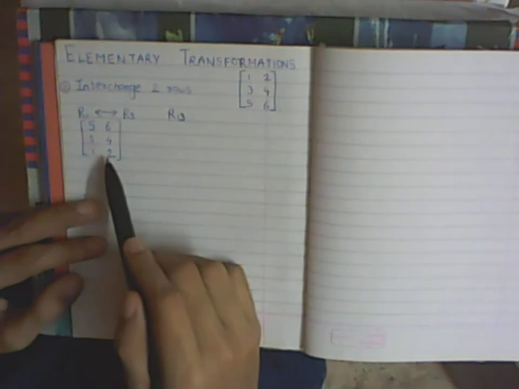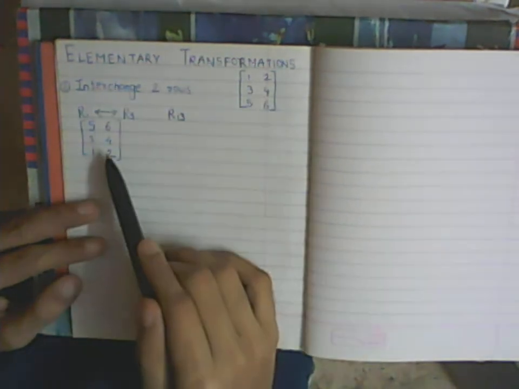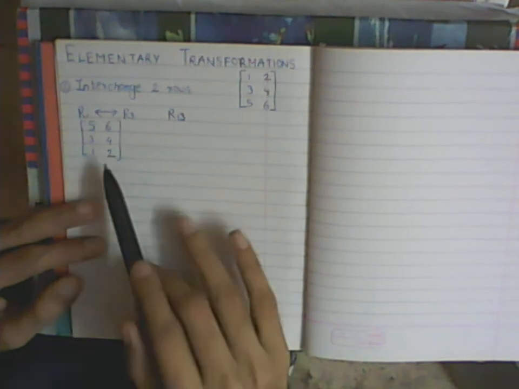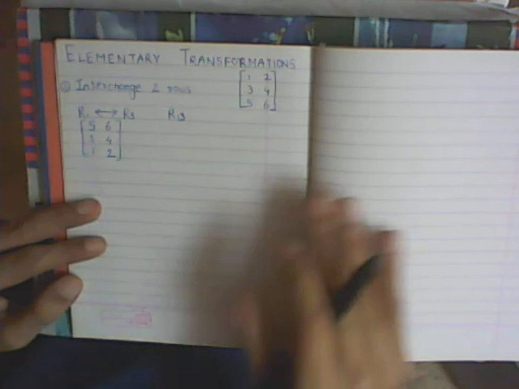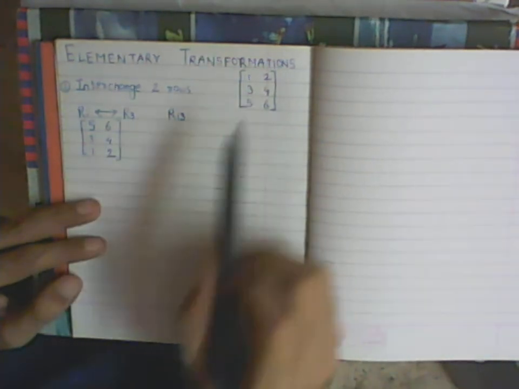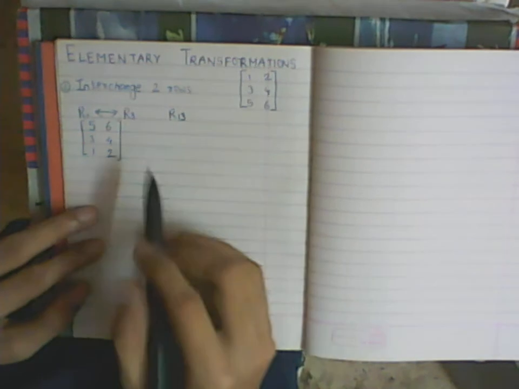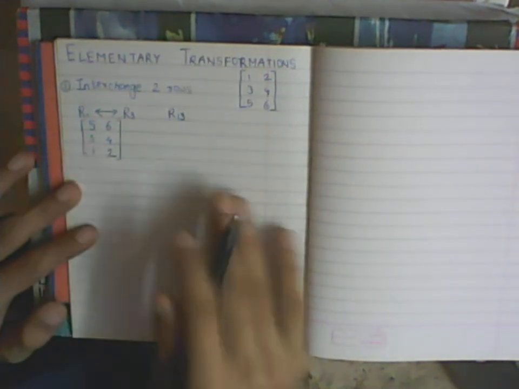Of course, this is a different matrix. When you do an elementary transformation, you end up getting a different matrix. But don't worry about this. You'll see in a later part that we don't lose much information regarding our original matrix. Our original matrix is somehow hidden in this new matrix. We will see about it a bit later.